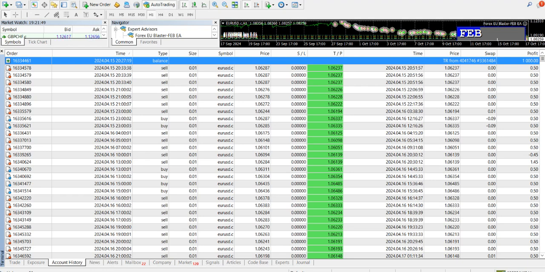and the minimum requirement to trade with this expert advisor is 1,000, and the suggested capital or recommended equity would be 1,200 to 1,500. 1,500 would be ideal. Okay.